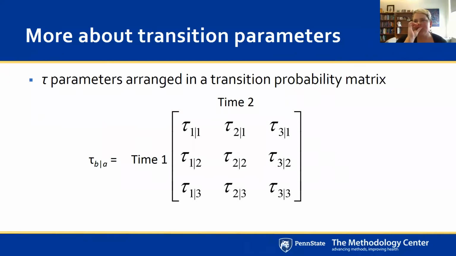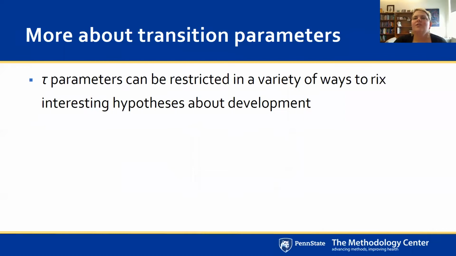So again, the transition parameters are arranged in what we call a transition probability matrix. You don't need to worry too much about this notation, but remember that time 1 is on the rows on the left-hand side, and time 2 is on the columns. And again, they're row conditional, so they sum to 1 across the classes. So if you have particular developmental hypotheses, because we can explicitly express these transition parameters, we can test straightforward hypotheses about different types of development.